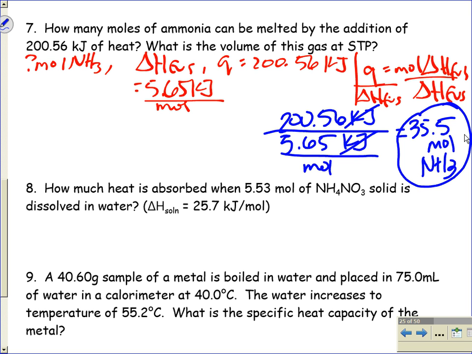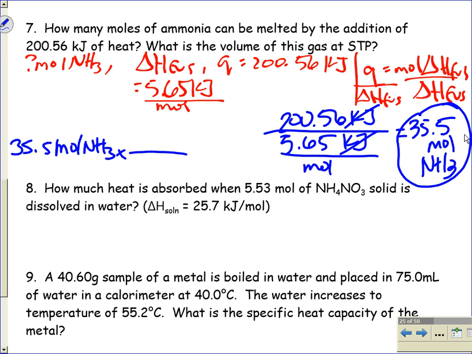So if we're talking about it being a gas and talking about volume, you're going to be talking about what unit in particular? Liters. And when you hear STP and you think of gases, you already think of what constant? 22.4 liters per mole. So I have moles, right? So take those 35.5 moles of ammonia, and assuming STP conditions, what can I then use here?